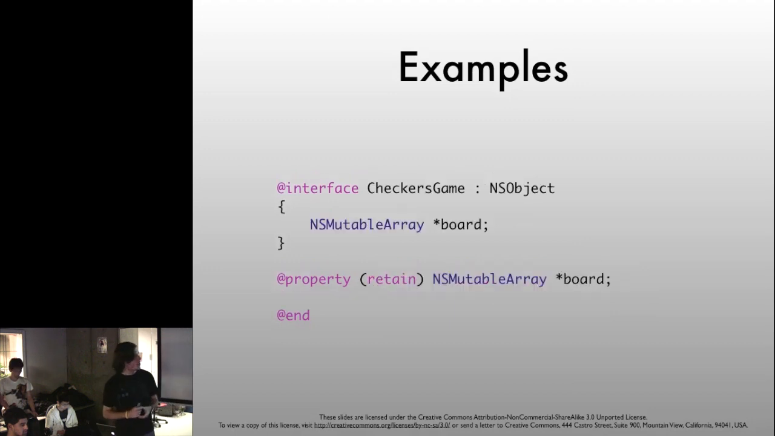So here's another example. Suppose we have a checkers game and we need to store the board of that checkers game. It might make sense to be able to retain that object. And again, that deals with memory management, but it basically makes sure that the object doesn't get deallocated too early.